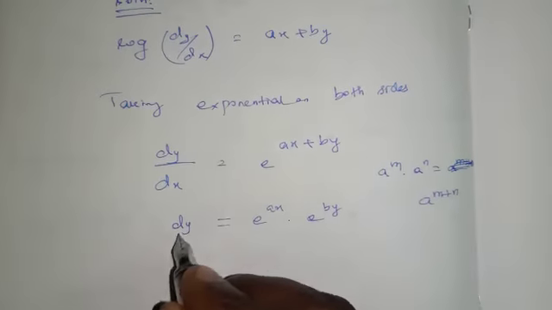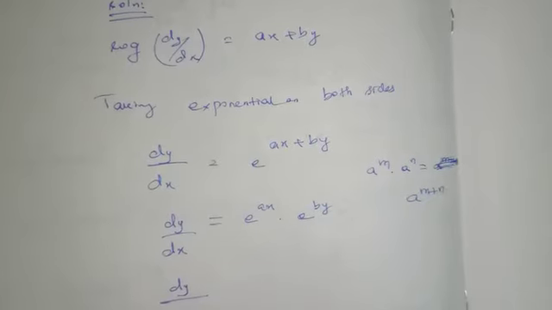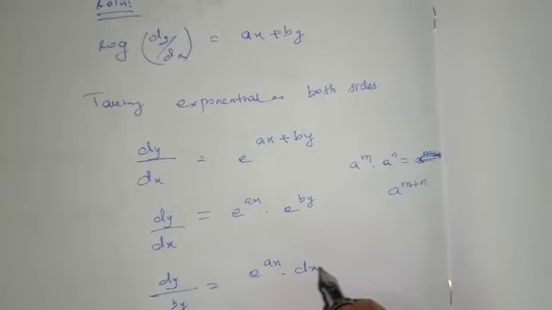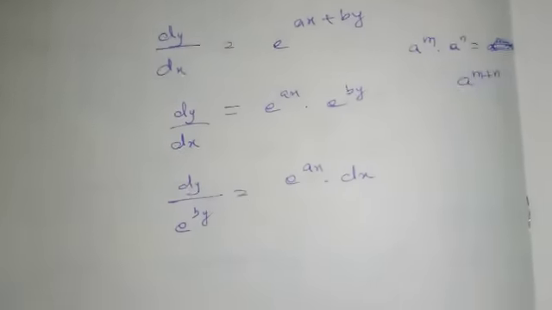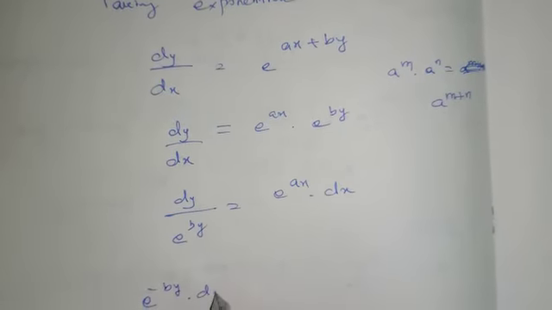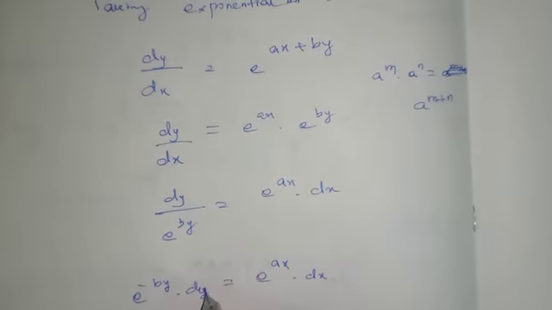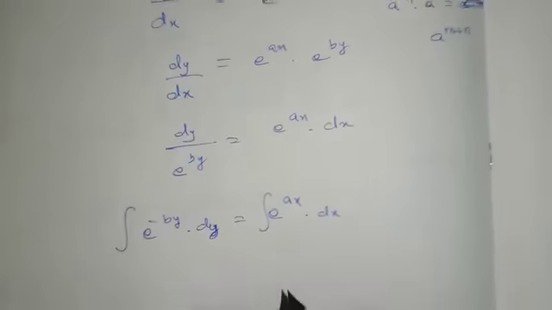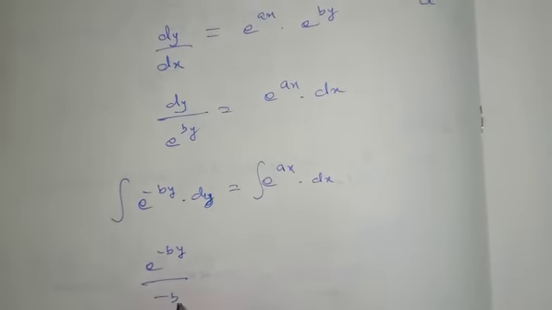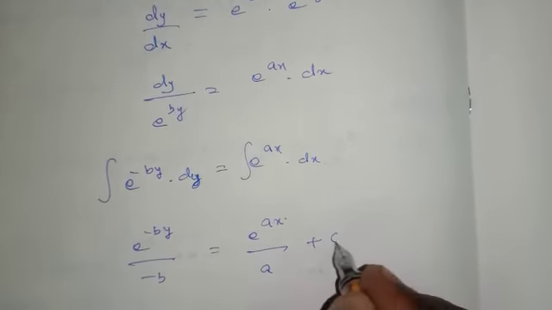Here, the term on the left hand side is dy by dx. So, bring the y term to the denominator. dy divided by e power by is equal to e power ax into dx. So the dx on the right hand side goes to the numerator. Taking it up, e power minus by into dy is equal to e power ax into dx. If we take the integral on both sides, the formula we know gives e power minus by divided by minus b is equal to e power ax divided by a plus c.